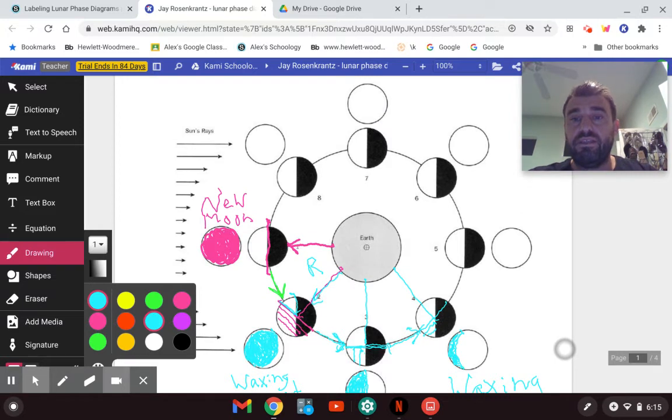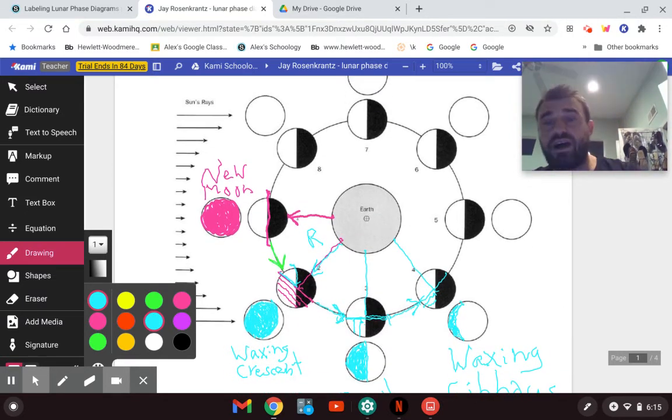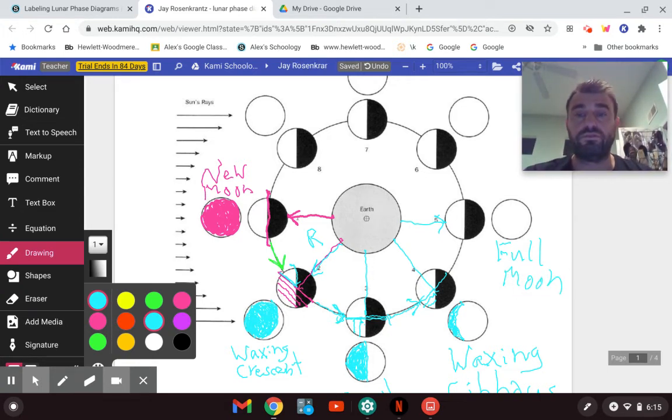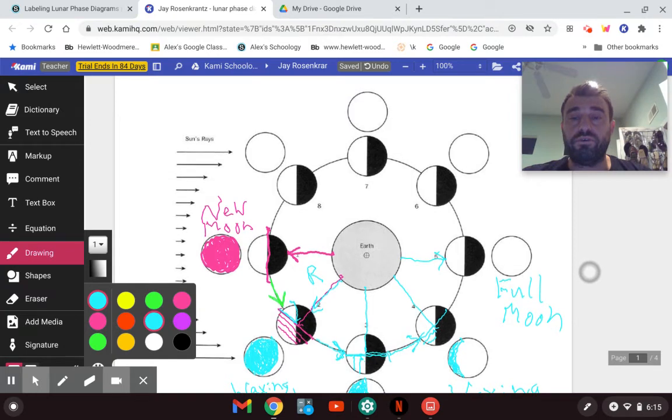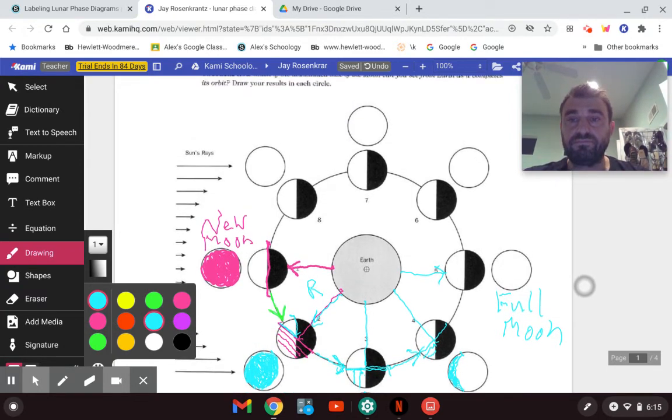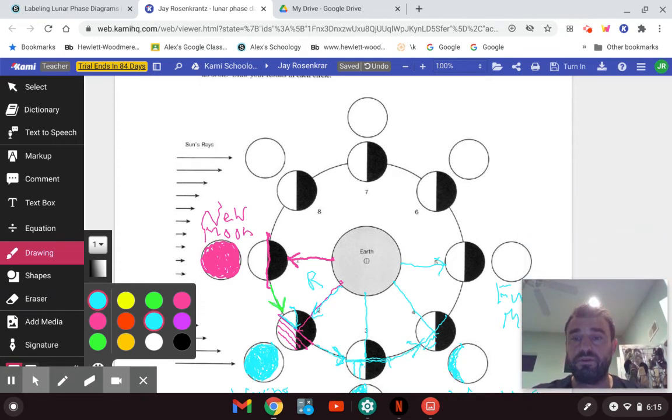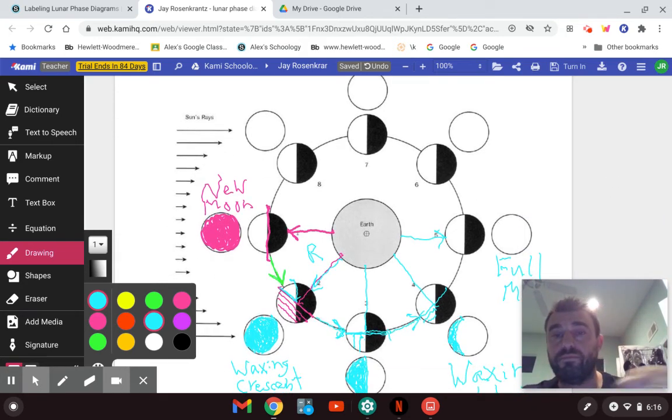All right. Then it moves to position 5. And for position 5, the entire lit half is facing Earth, which means we see the entire lit side of the moon. So the moon is a full moon. So we do nothing for the picture. We leave it blank, signifying that we see the whole circle. Full moon. All right. Once it passes full, it begins to shrink. Instead of saying a shrinking moon, we refer to that as a waning moon.